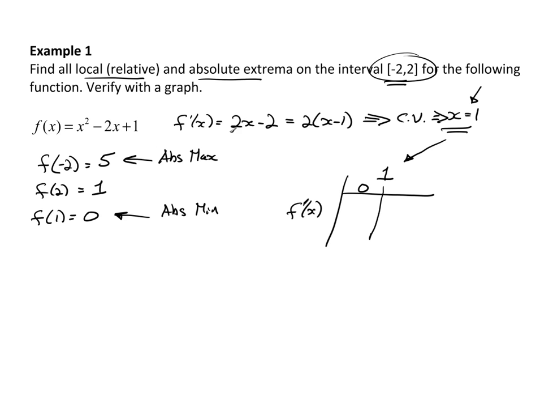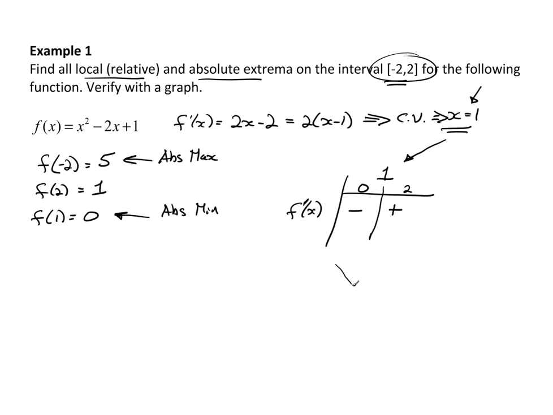Come back up to my first derivative. f prime of 0 is -2. I don't care that it's a -2. All I care is that it's negative. And now I'm going to come up to, let's try f prime of 2. I need something bigger than 1. Well, f prime of 2 is going to be positive. 2 times 2 is 4, minus 2 is 2. So it's positive. So I went from negative to positive.